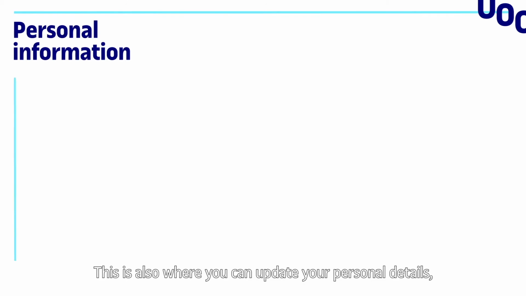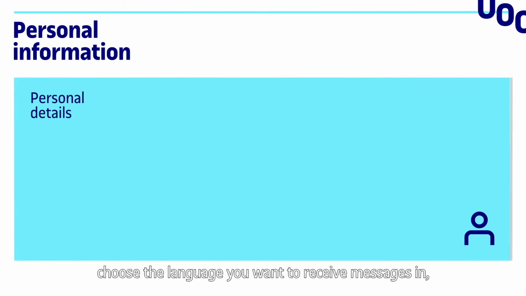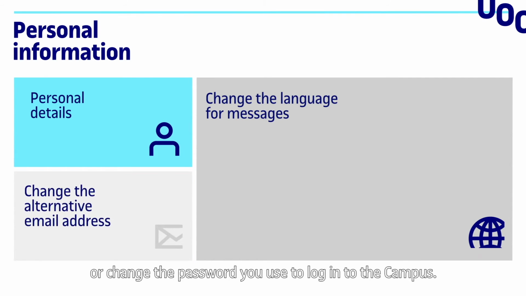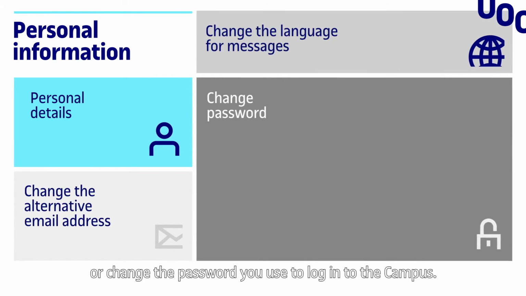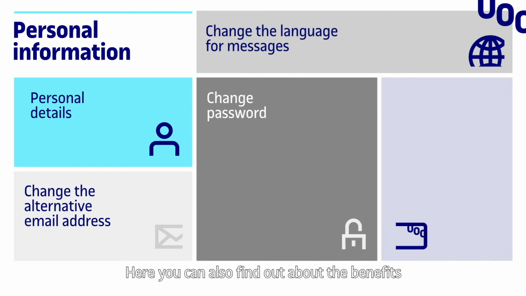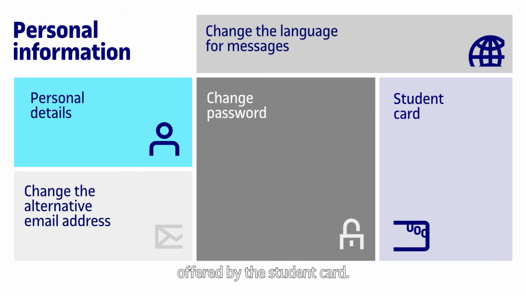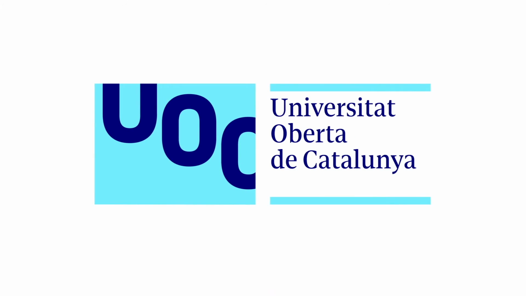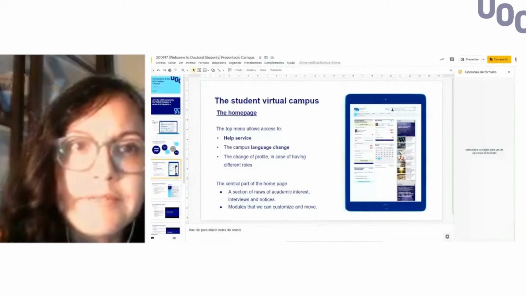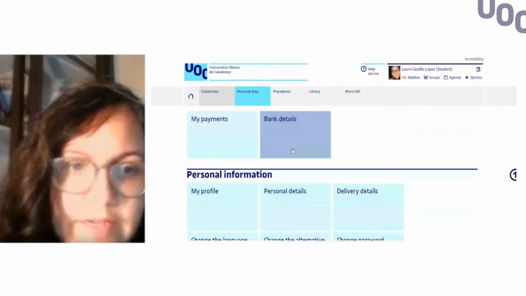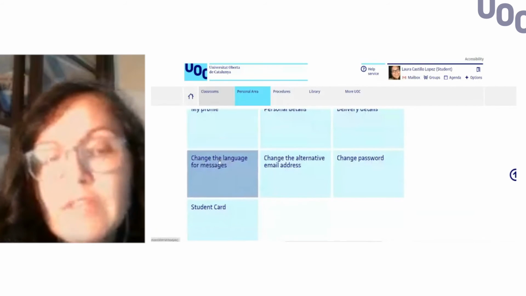This is also where you can update your personal details, choose the language you want to receive messages in, add an alternative email address, or change the password you use to log into the campus. Here, you can also find out about the benefits offered by the student card. So that's important. The personal area is important because here we can change the language of the message if you want.